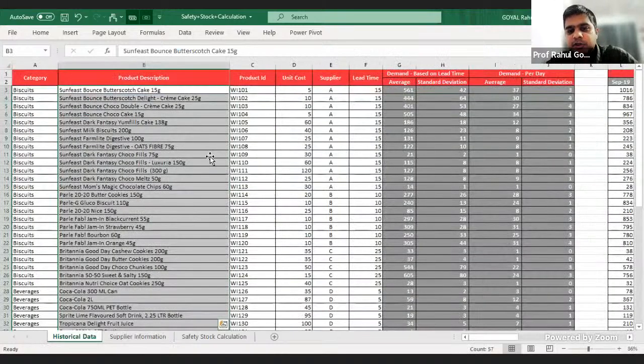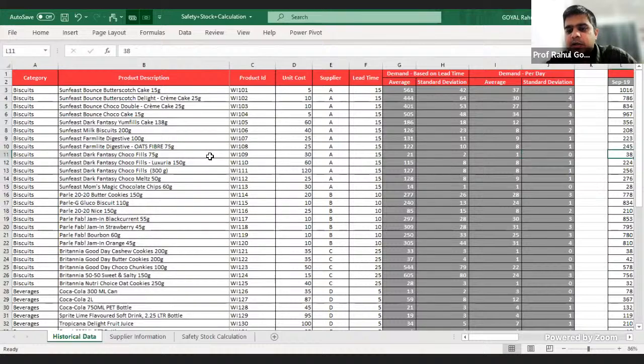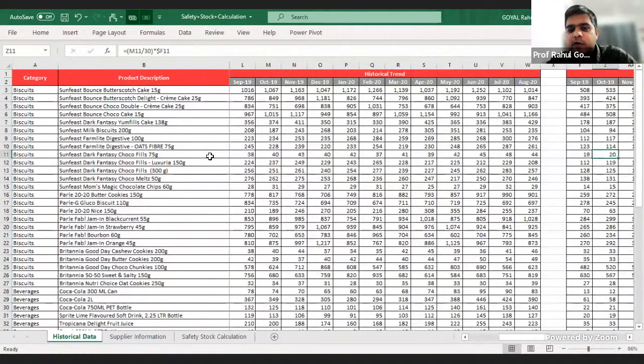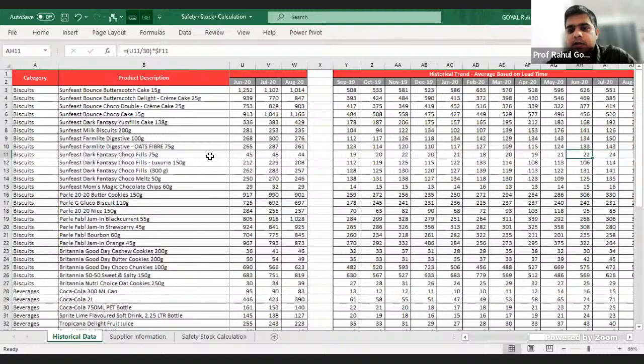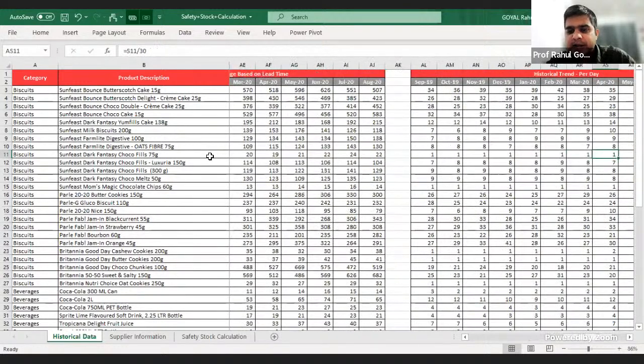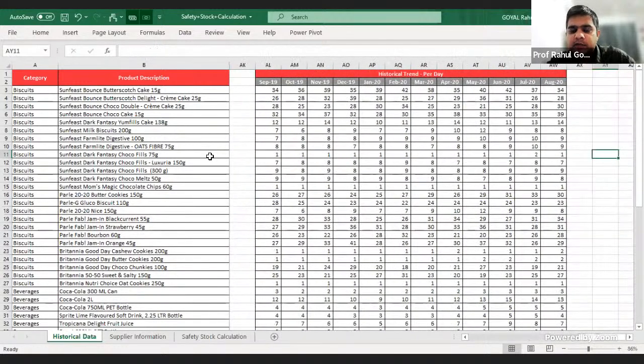Similarly, we have information in terms of demand and lead time, right? So this is monthly demand of the products, right? So we have monthly demand and we have demand basis the lead time, right? So if lead time is 15, what is the 15 days of demand of that product, and we have also converted demand to a daily demand, right?